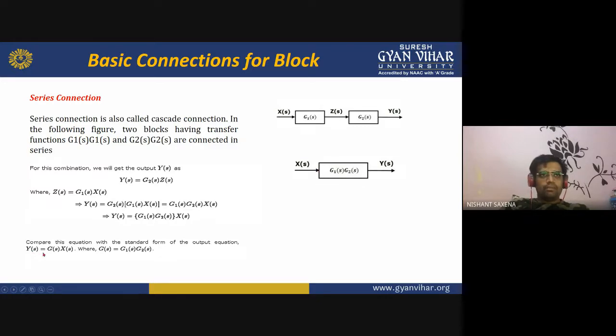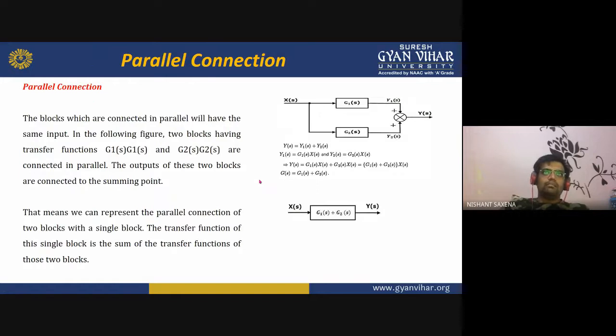So if we compare the equations with the standard form, we can say that G1 into G2 is equal to G(s). This is the combined transfer function for this. I hope this is clear to you. Similarly, the parallel connections can also be drawn.